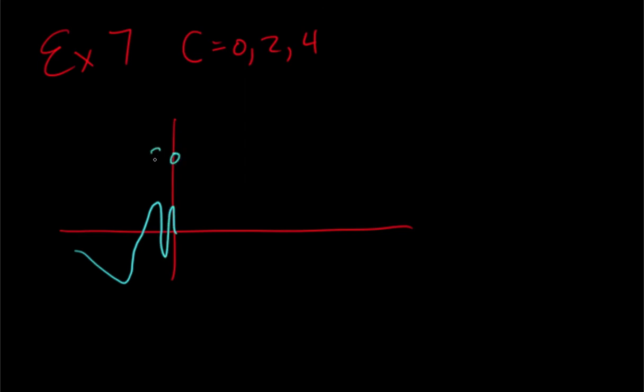And then up here at 2, a thing that goes like this. Down here at 2, it goes like this, and then continues on. Okay, so we're going to test at each place where it's undefined. So c equals 0.